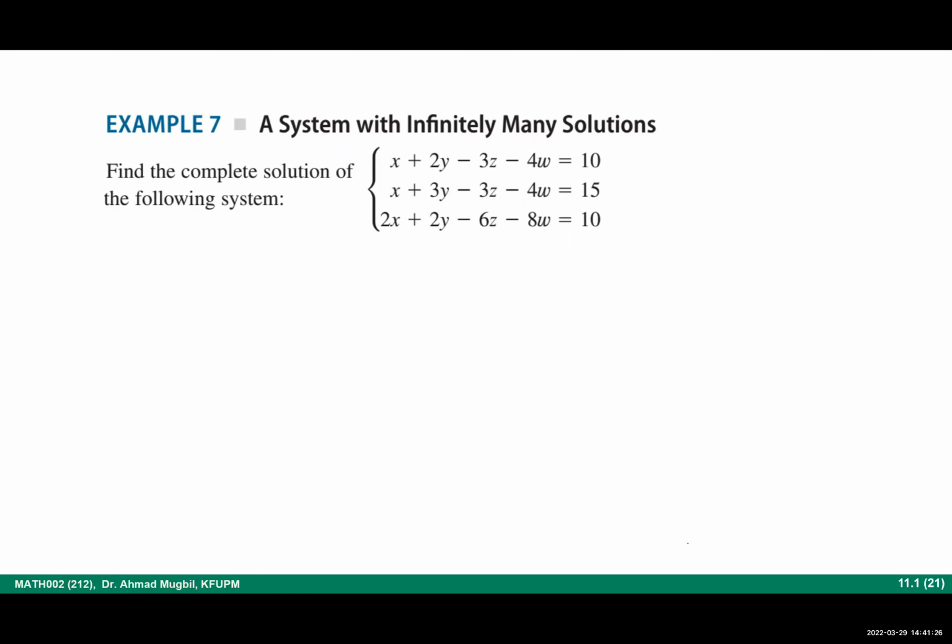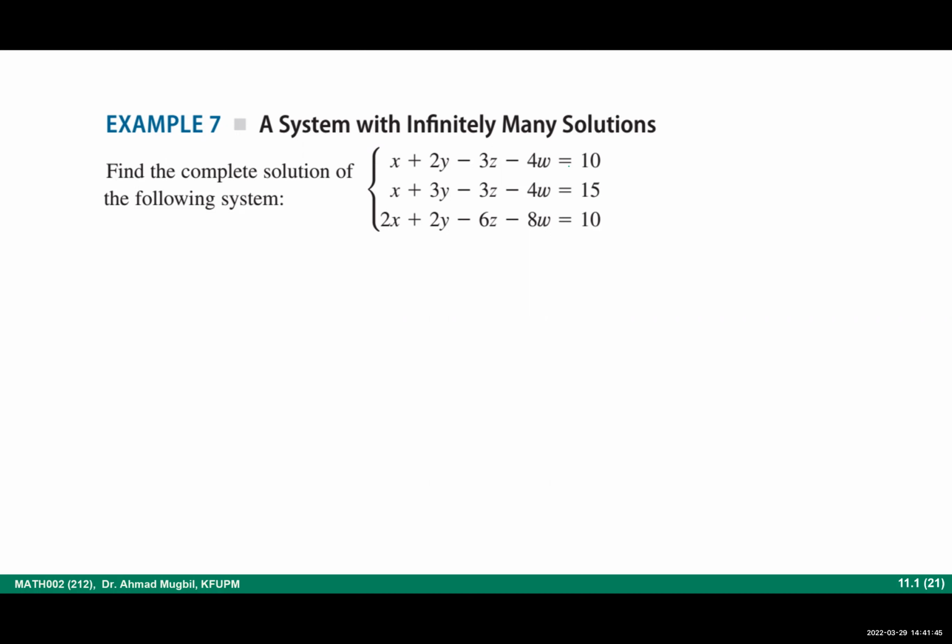What about this system? By the way, if you notice, we have 4 variables in 3 equations. So it is expected to have what? Infinitely many solutions.